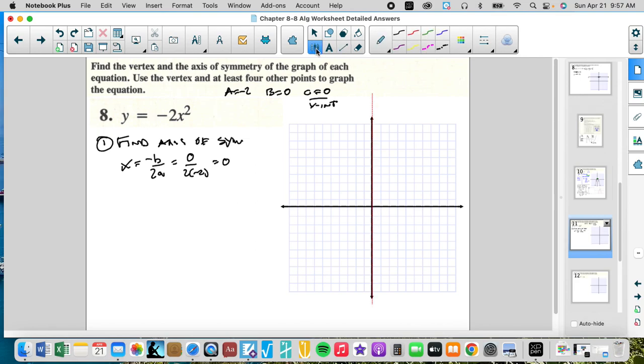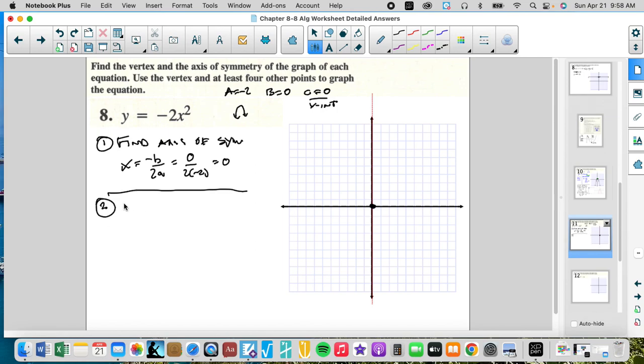I know that my y-intercept is 0, so I make a dot. That is going to be a maximum point. How did I know it was going to be maximum? Because my A is negative. So now we're done with that. There are no mirror points that I can plug in.